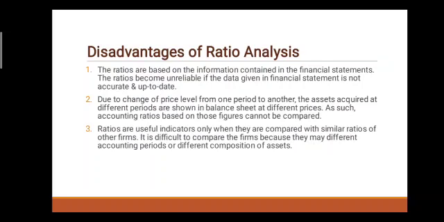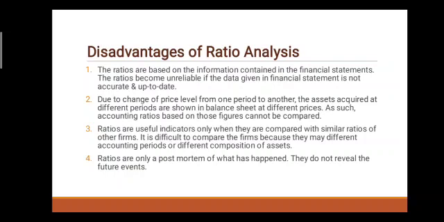Third one, ratios are useful indicators only when they are compared with similar ratios of other firms. It is difficult to compare the firms because they may have different accounting periods or different composition of assets. Fourth one, ratios are only a post mortem of what has happened. They do not reveal future events. Fifth one, ratio reflects only the financial aspect of business.